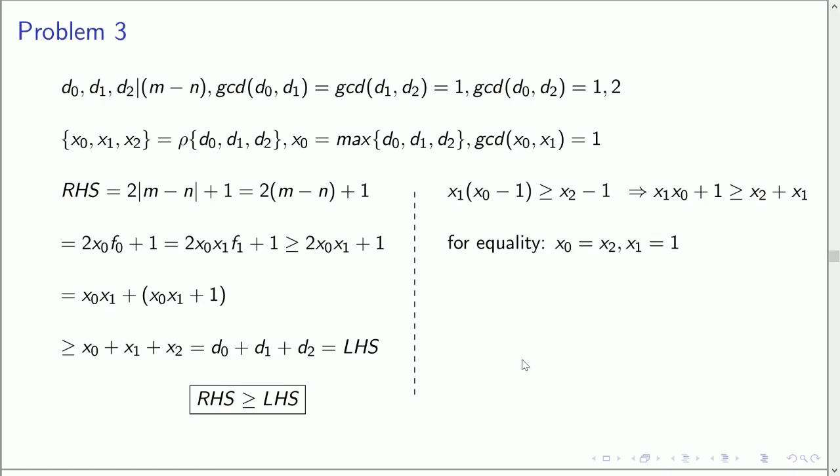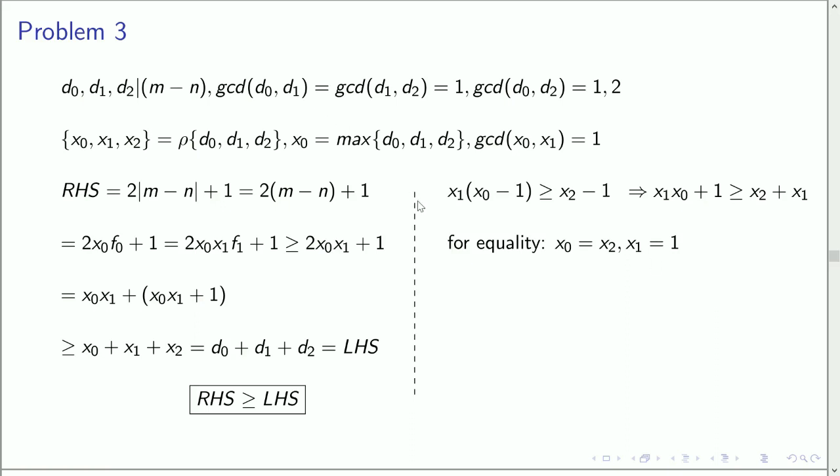Okay, so basically that's what we have. x0 will be x2 and x1 will be 1. So now you can decide which x is which d. Since x1 is 1, x1 has to be d1, because it will be co-prime with both d0 and d2. So since x1 is 1, it will be co-prime with both x0 and x2, so x1 will be equal to d1.